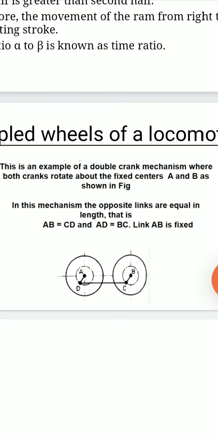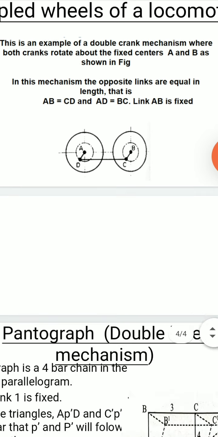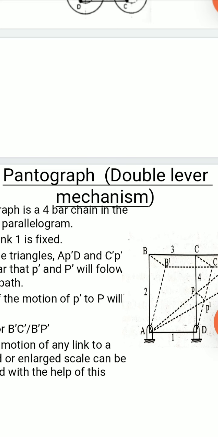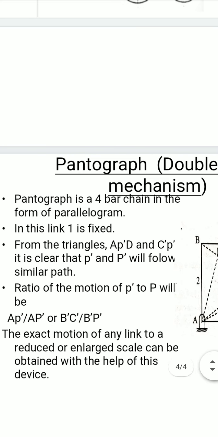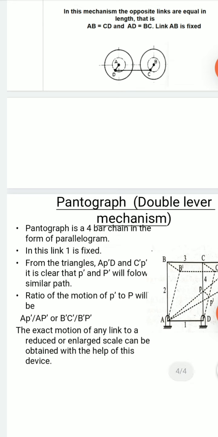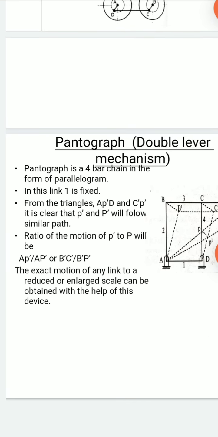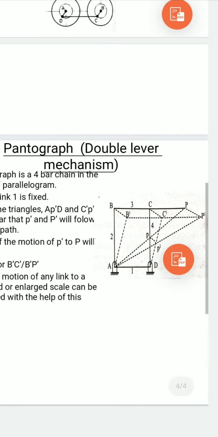So when the link AD rotates, or when the crank AD rotates, automatically the crank BC also rotates with the same speed, which is the best example of locomotive, or you can see in the trains mechanism, right? And you can see here the pantograph is the fourth mechanism, which is what we call a double lever mechanism. This is the fourth inversion of the 4-bar mechanism. You can see in the sketch here, right?